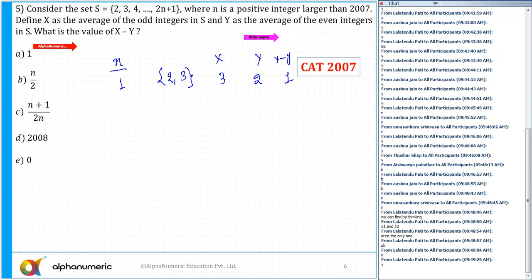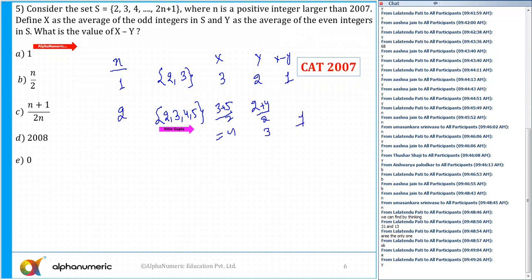Let's take n equal to 2. If I take n equal to 2, then my numbers are 2, 3, and 2 twos are 4 plus 1, that is 5. So 2, 3, 4 and 5. So the value of x here is 3 plus 5 by 2, which is 4. Yes or no? Let me write down step by step. x is equal to 3 plus 5 by 2, which is equal to 4. And y is equal to 2 plus 4 by 2, which is equal to 3. And the difference is 1.